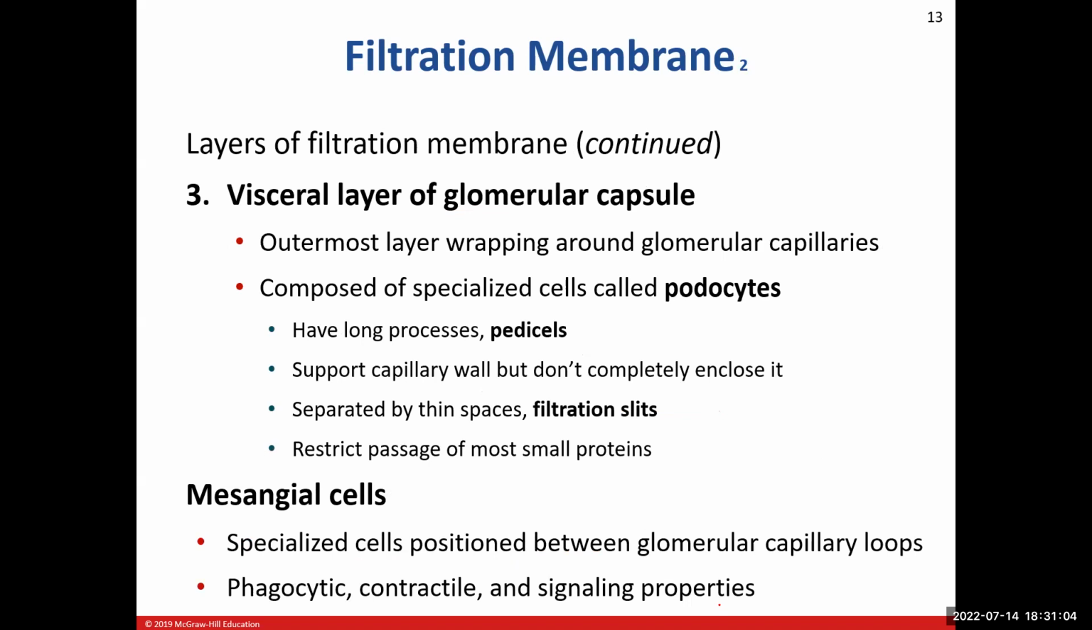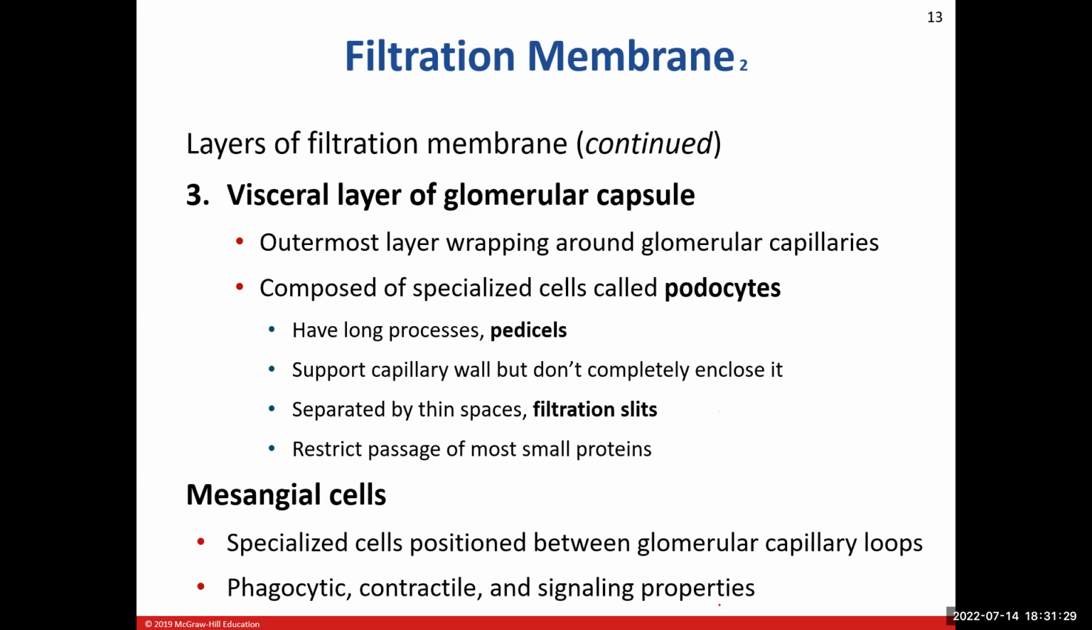Finally, the third layer of our filtration membrane is the visceral layer of the glomerular capsule here. And so this is going to be seen outside of our capillaries here. It's almost like a wrapping, and it's made up of these specialized cells, which we call podocytes. I'll show you a picture here in a second. And so the podocytes have these processes that come off, the pedicels here.